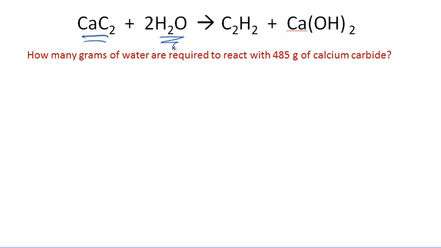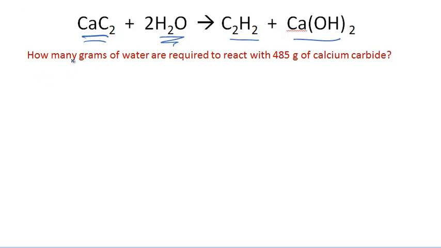Okay, so you can imagine a situation where maybe your boss comes in and says, hey, we've got 485 grams of calcium carbide. Let's see if we can make as much acetylene and calcium hydroxide as we can. Then it's left to you as the chemist to figure out how much water you would need to completely react with this much calcium carbide. Okay, so that's one situation where you might need to do that.